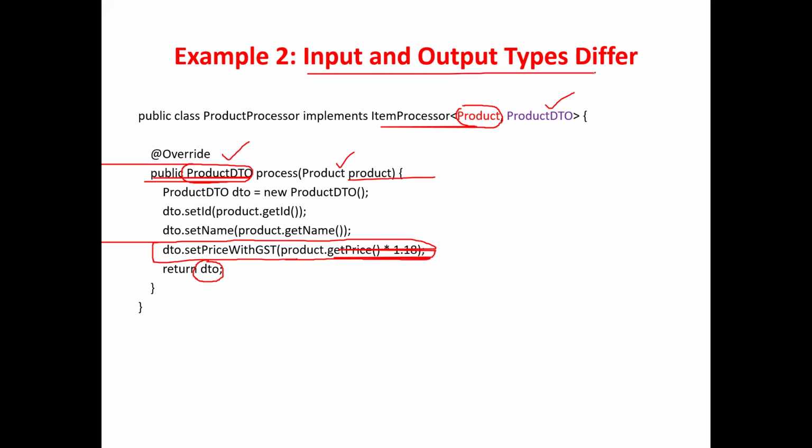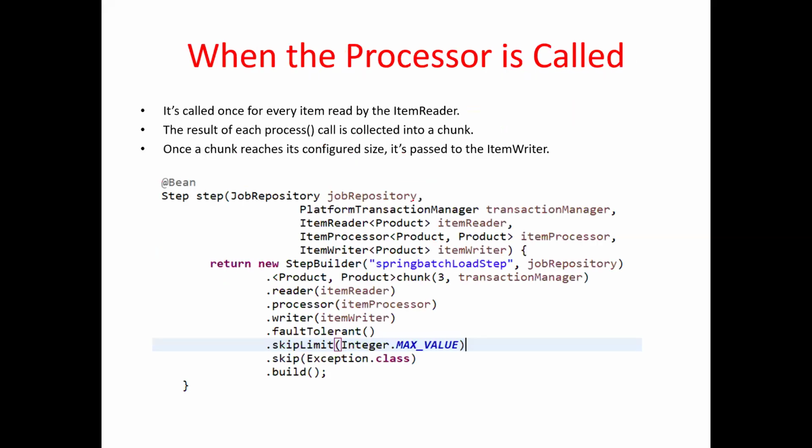So input and output type differs. This kind of information will be there. When the processor will be called, again, see here, as part of the step, transaction manager is mandatory, reader, processor, writer. These are all the interfaces. If you have an implementation, the call will be invoked automatically inside this specific step here.